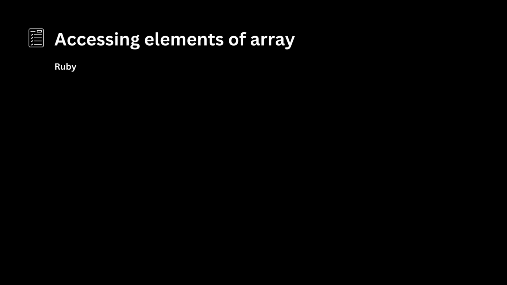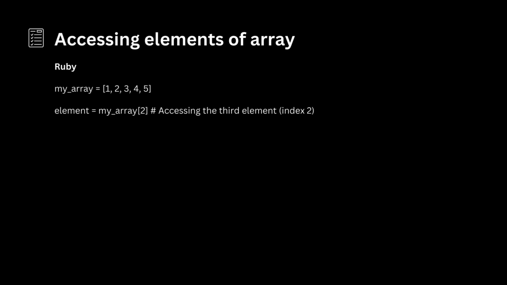In the language Ruby, myArray = [1, 2, 3, 4, 5]; element = myArray[2], accessing the third element, that is index 2. Let's see the breakdown. myArray: this line declares an array named myArray with values 1, 2, 3, 4 and 5. myArray[2]: this line accesses the third element of the array, that is index 2.